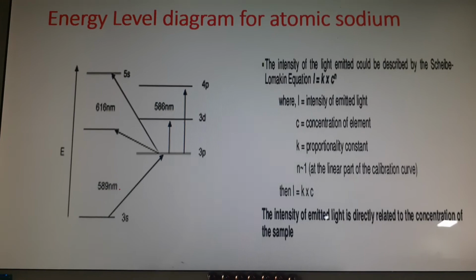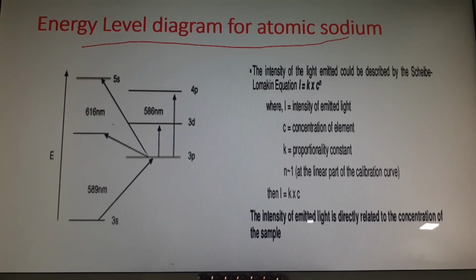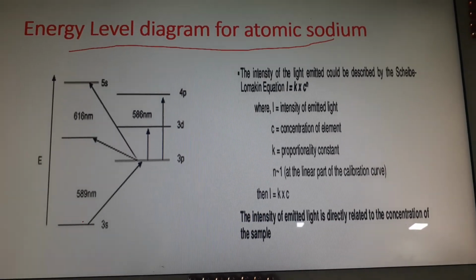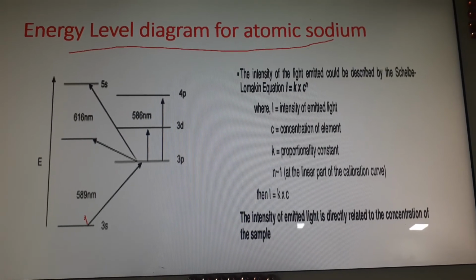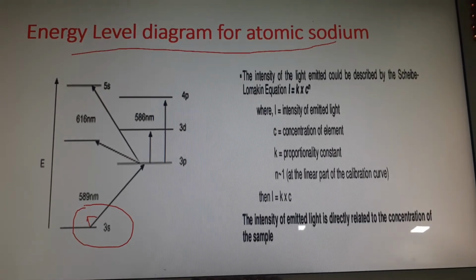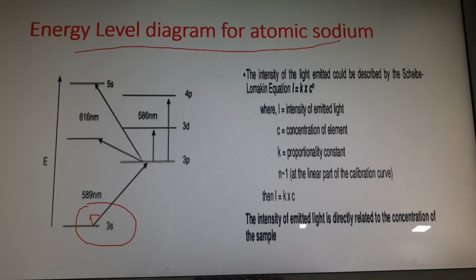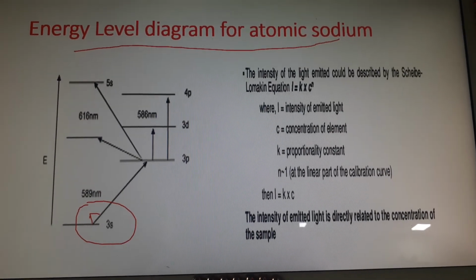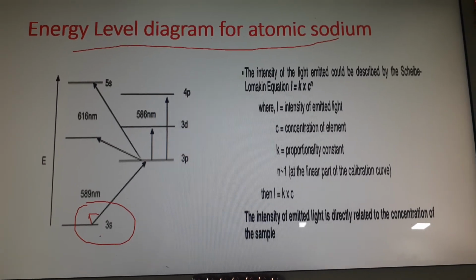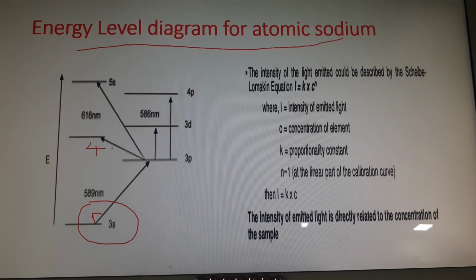So this is the diagram which shows the energy level diagram of atomic sodium. Atomic sodium, we know, has atomic number 11. So we have one electron in the 3s orbital, the last unpaired electron. The configuration is 1s2, 2s2, 2p6, 3s1. So this 3s electron can jump from 3s to 3p, or it can go from 3p to 4s, and the upper one is 5s.